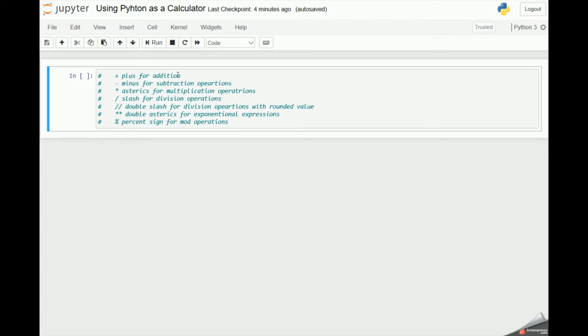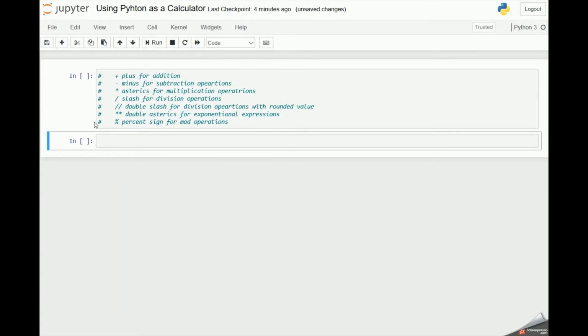So I put some comments right here using the hashtag sign in Jupyter Notebook and listed the operations that you can do: addition, subtraction, asterisk sign refers to multiplication, forward slash stands for division, double slash gives you the rounded integer value of the result, double asterisk for exponential expressions, and percent sign for mod operations.